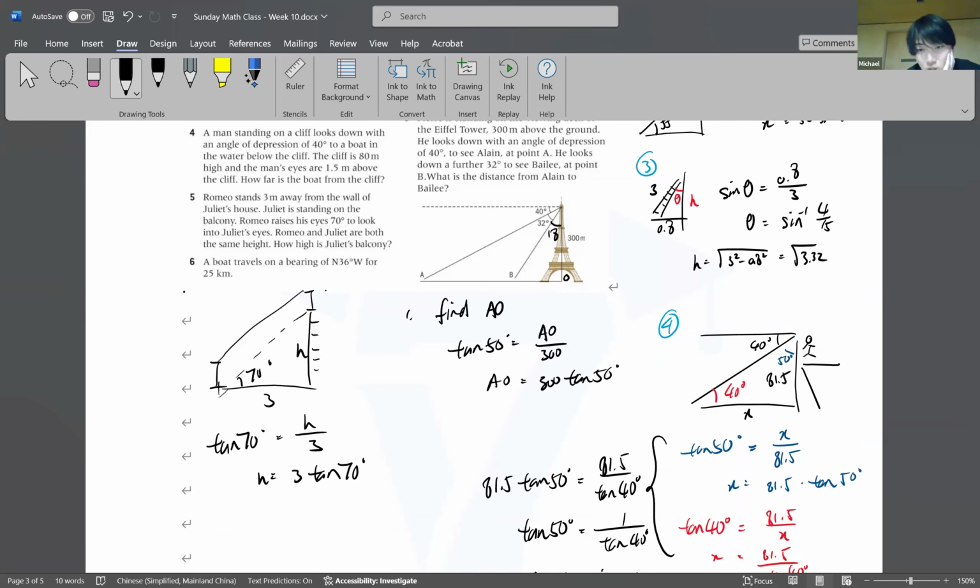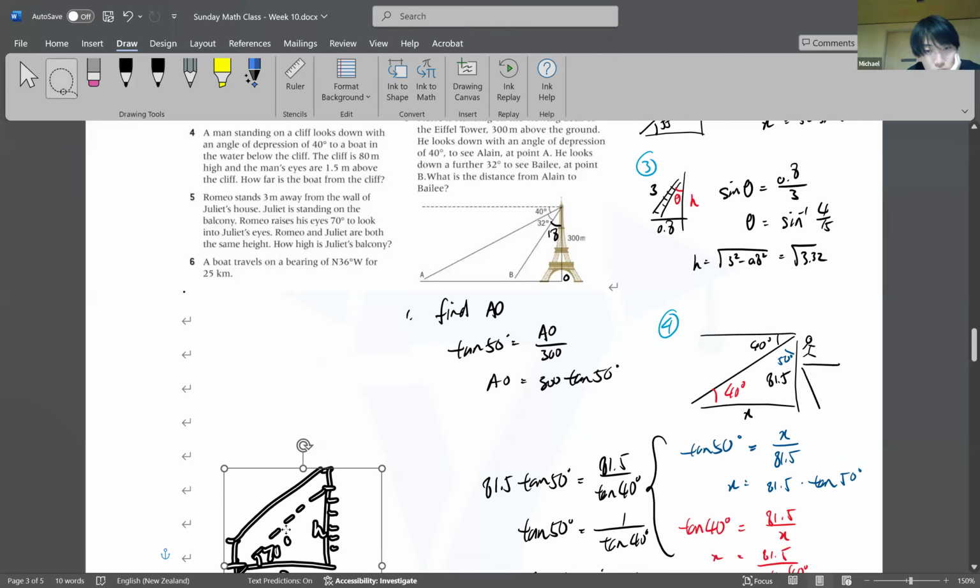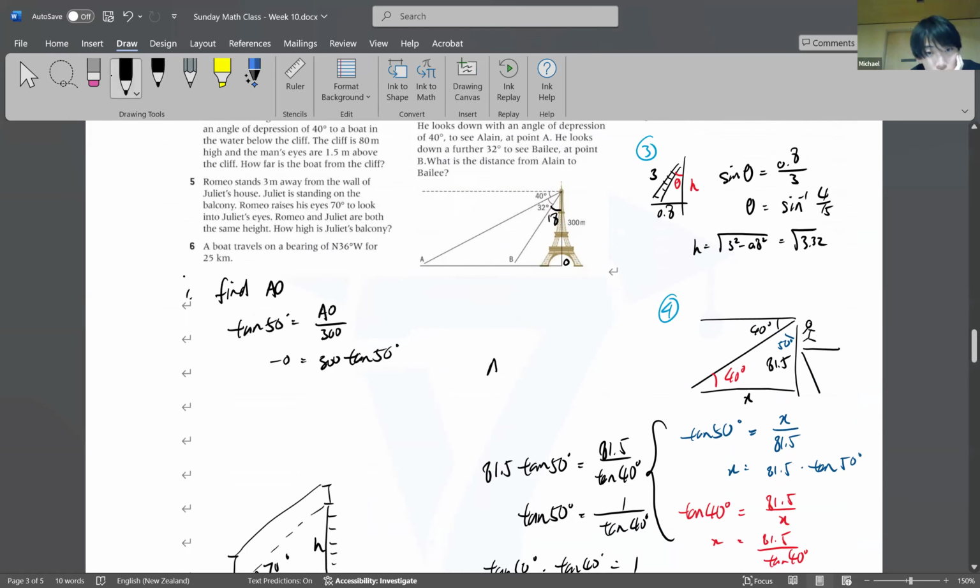Good news, bad news. I'm running out of space. Where should I write this? Let me put this at the bottom. All right, I'm going to put this on the left. And step 2, oh, what the?